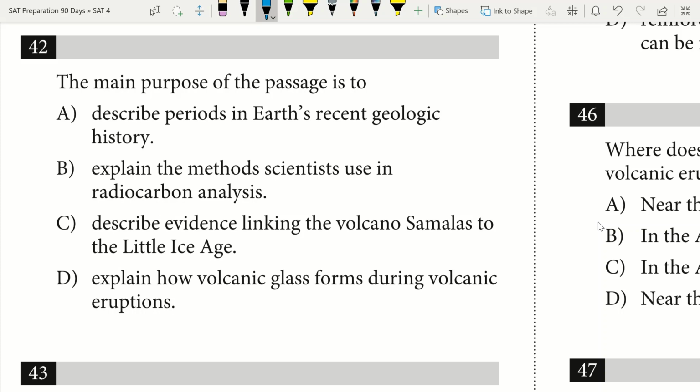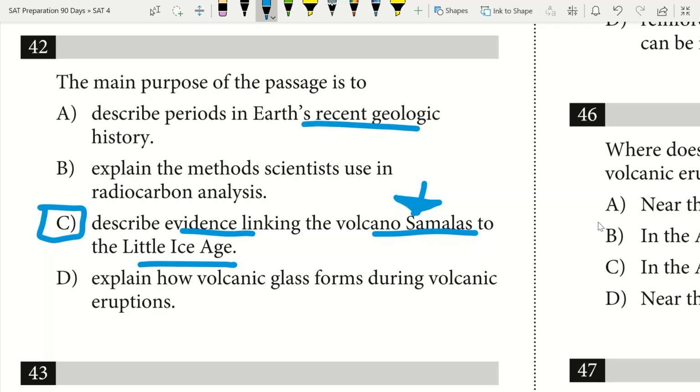Okay, well we know that we start out our passage by discussing this sort of Little Ice Age, and then we get into the cause of that after. So the main purpose in this is really to describe the evidence that is linking the volcano Samalas to the Little Ice Age, right? The Little Ice Age is what we introduce, but then at the end we really start talking about the cause of it, which we know is the volcano Samalas, or at least that's what the evidence is pointing to. We aren't describing periods in Earth's recent geological history.